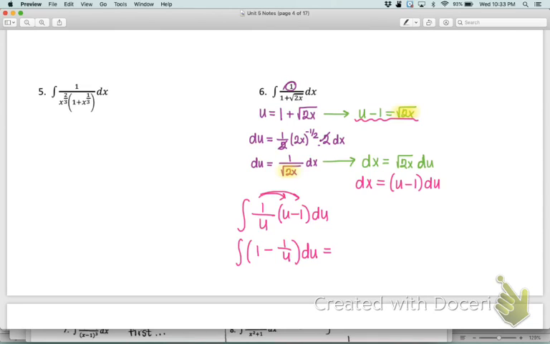Okay, now when we take this antiderivative, we get the antiderivative of 1 is u minus the natural log of the absolute value of u, that's this piece, and then plus c. So your final answer, and this is the weirdest one that we've seen so far this year, is going to be u, which is 1 plus the square root of 2x, minus the natural log of the absolute value of 1 plus the square root of 2x, and then plus c. That's like a level 10 kind of integral there.